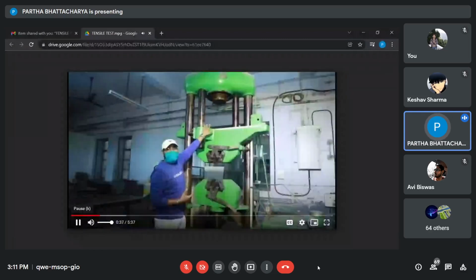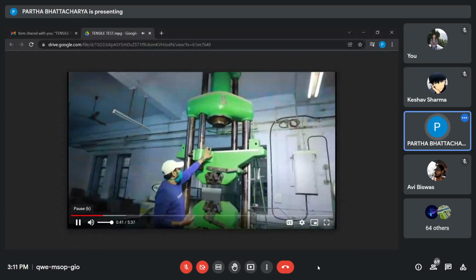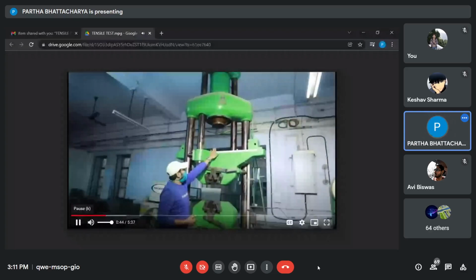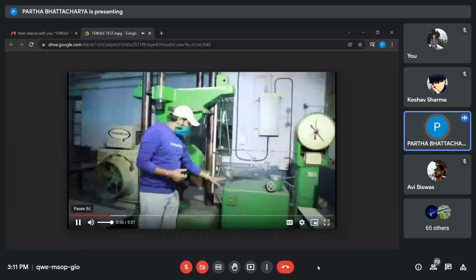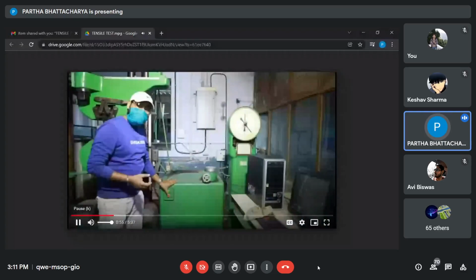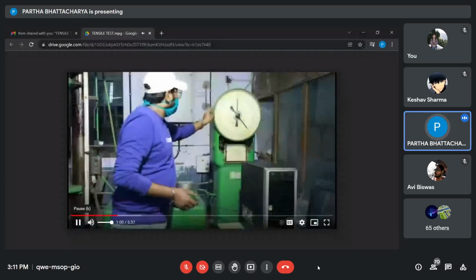Also the buckling of columns and the RSJ are all tested here. So this is the compression part and this is the tensile part. And this is the load system. This is the switch from where we can operate this machine. And this is the load dial where the load is read from.